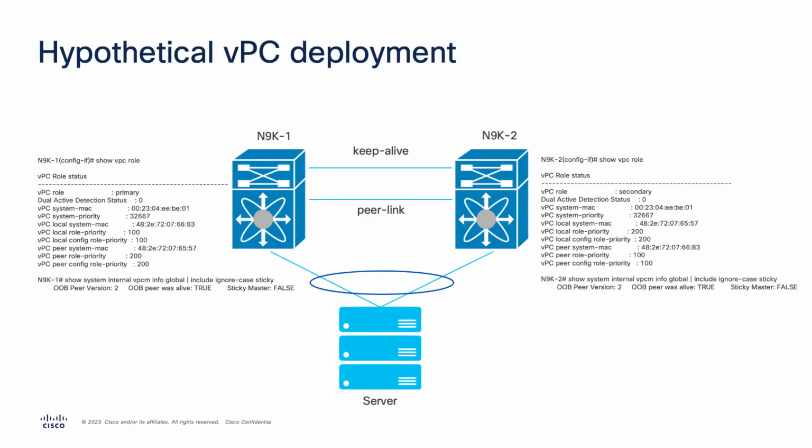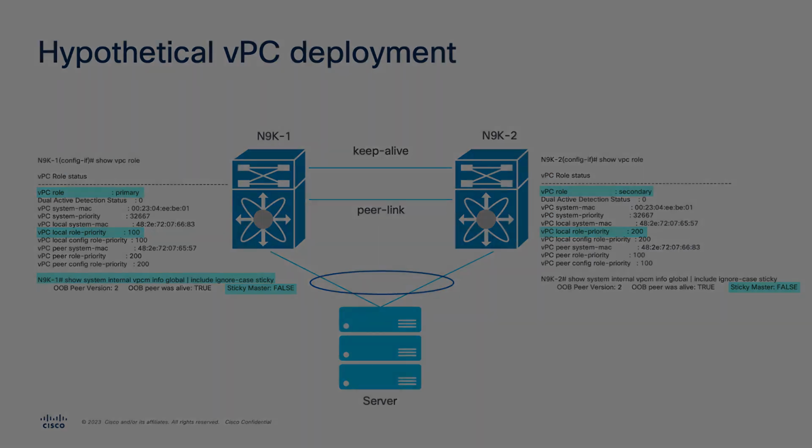In order to demonstrate the functionality of vPC sticky bit, we start with this vPC domain. Nexus 9K1 has a role priority of 100 and Nexus 9K2 of 200. This means that Nexus 9K1 is the primary and Nexus 9K2 is the secondary. The vPC sticky bit on both Nexus switches is set as false. You can use the command show system internal vpcm info global to get the value of the sticky bit.